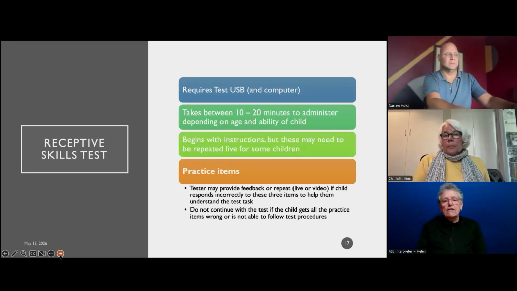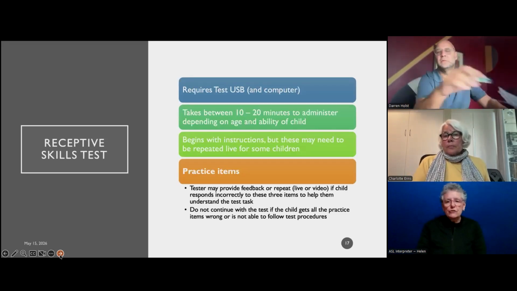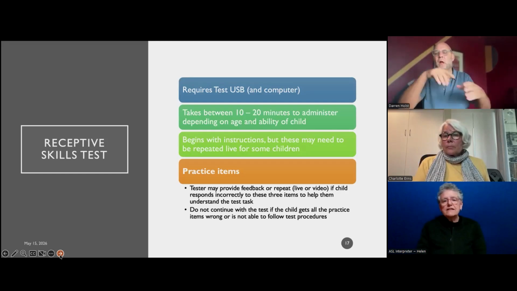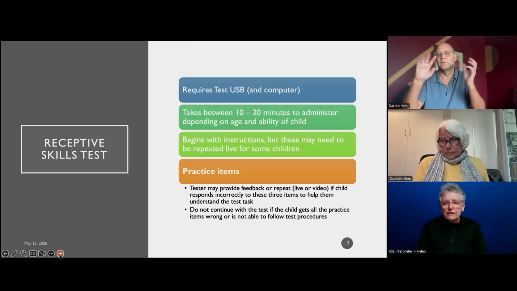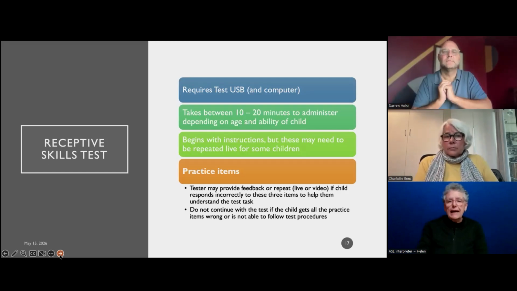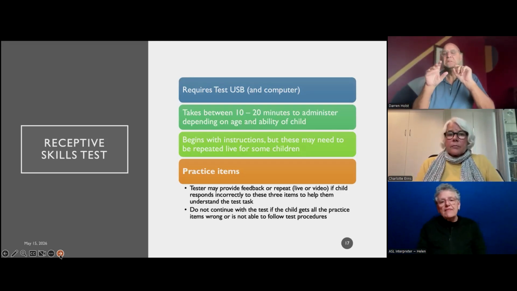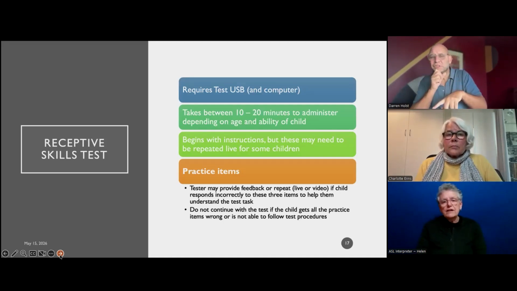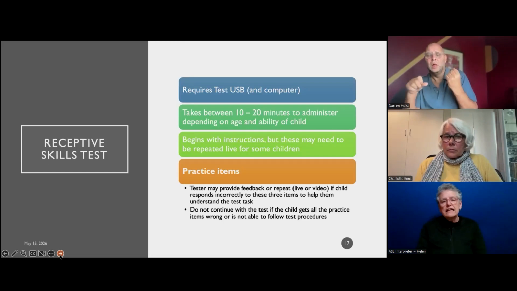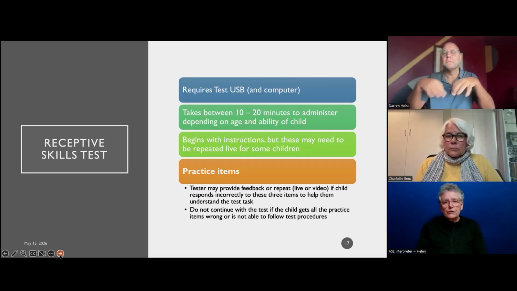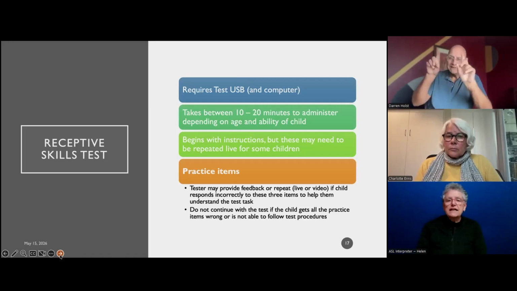Okay, the test itself has a USB, and I'll show you that. It just looks like this, a simple USB, and that includes the woman signing the 42 items. That test takes about 10 to 20 minutes to get through, depending on the age of the child. If they're really young, it might take a little bit longer, and if they're a little bit older, it might go quicker.